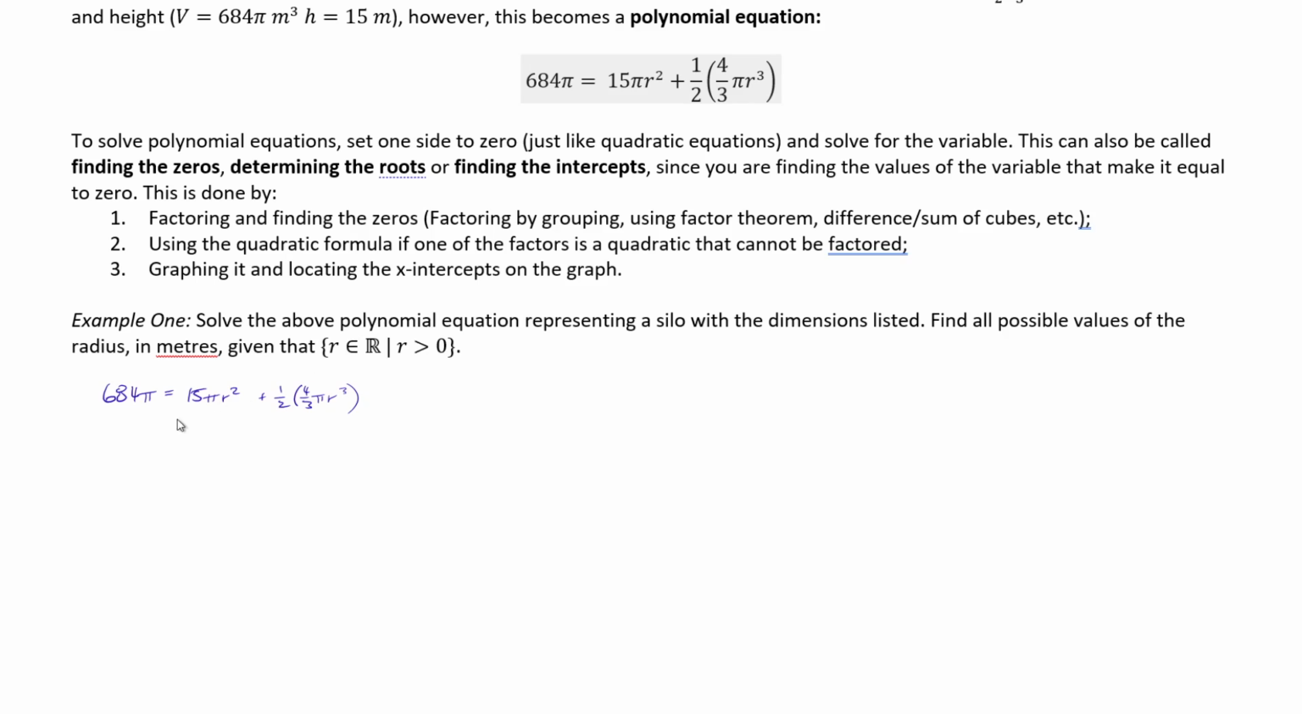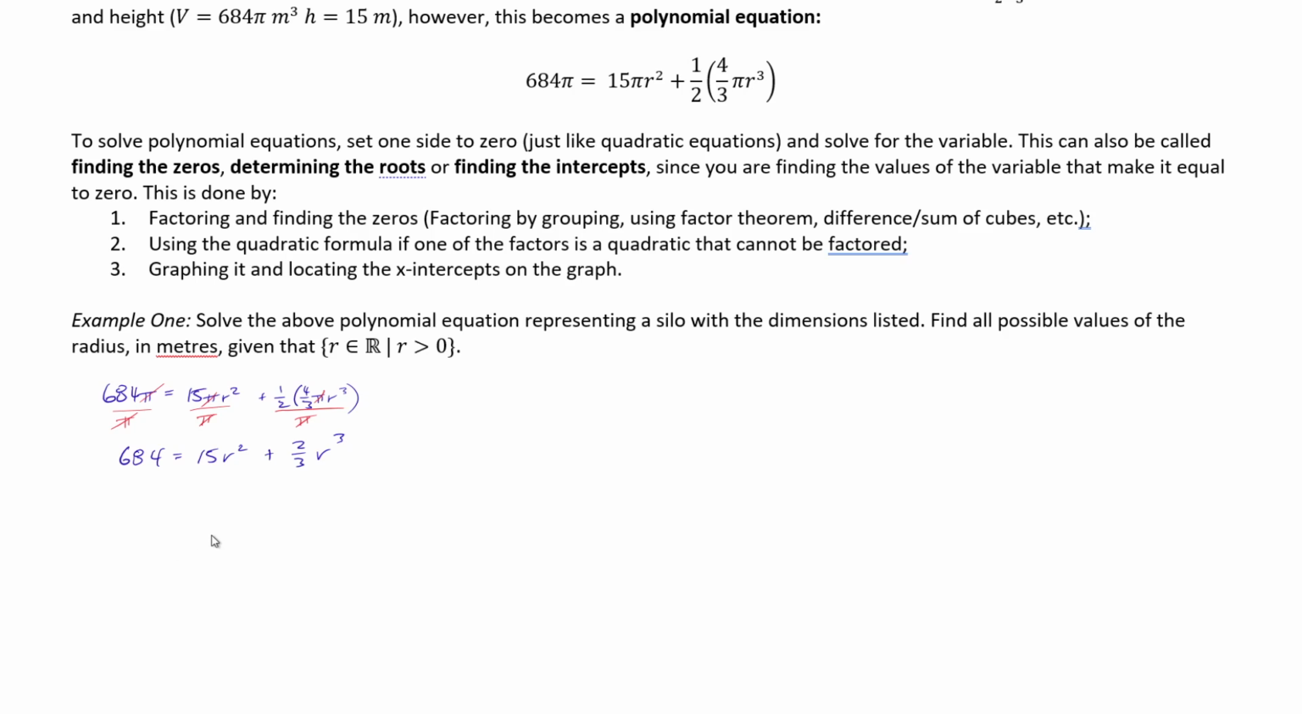And so I can just rewrite this again, and the other thing that I'm going to do is get rid of pi. I'm going to divide everything by pi because it's not really helpful, and it's overcomplicating things here. So pi will cancel throughout this equation, and I end up with 684 is equal to 15 r squared. And then 1/2 times 4 over 3, well, that's 4 over 6, but 4 over 6 can be reduced to 2 over 3. So 2 over 3, r cubed.